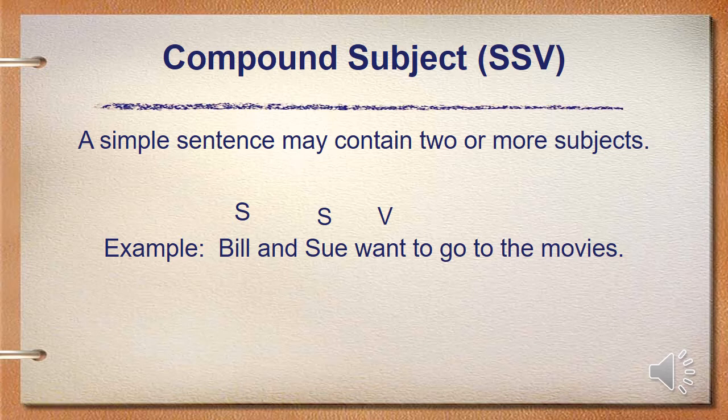We can also write a simple sentence with the formula SSV. When we say SS, we mean a compound subject with one verb. For example, Bill and Sue want to go to the movies. So in this sentence, we have Bill and Sue as a compound subject with only one verb, want.